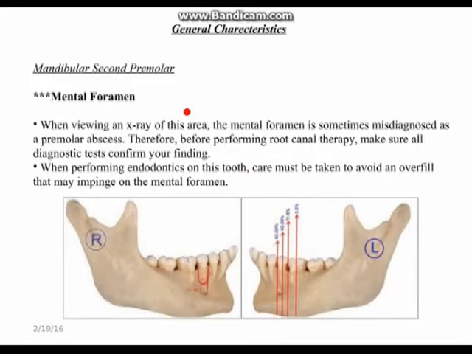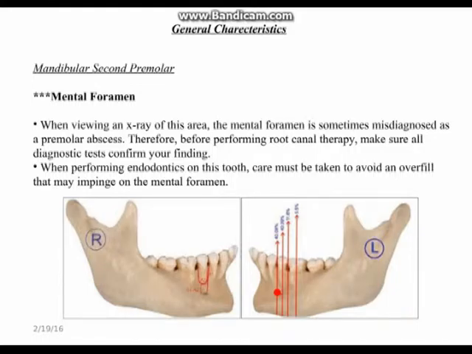Okay, now we're moving on to mandibular second premolar. All right, here I highlighted it for you guys. Three stars next to it. That's what I want you to remember. When you hear mandibular second premolar, I want you to remember foramen.